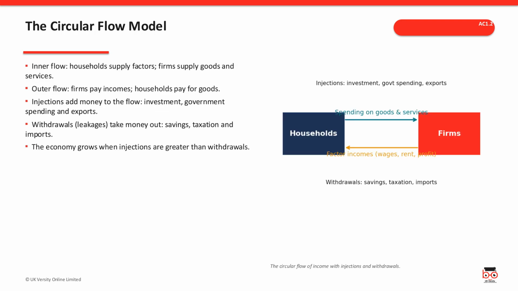This diagram adds a bit more realism. The inner loop shows households supplying factors and firms supplying goods, while the outer loop shows the money, firms paying incomes and households paying for goods. But money doesn't just circle forever. Some is injected in through investment, government spending and exports, and some leaks out through savings, taxation, and imports. When a family saves part of their wages or buys an imported car, money leaks out. When the government builds a hospital, money is injected back in. The economy grows when those injections outweigh the leakages.